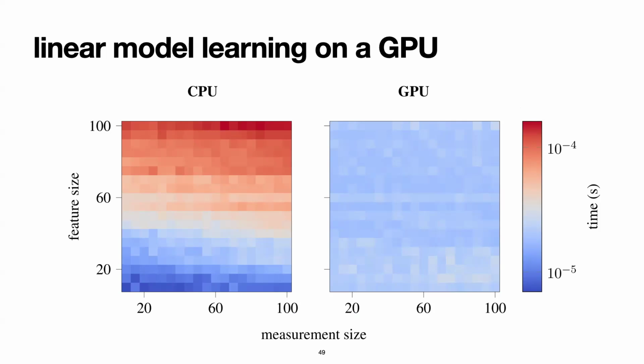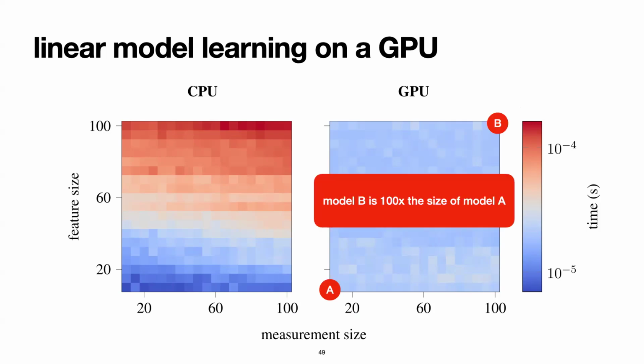So on the left, we see we run this for a bunch of different feature sizes and measurement sizes. We run this on a CPU, and we see about what we'd expect. This thing blows up with n squared. So if I have 10 times as many measurements, I have 100 times the compute. But then we see if I run the same algorithm on a GPU, I literally can do whatever size I want to, and the wall clock time it takes to update this matrix G is the same for everything. And what's kind of crazy is that if I look at two models on the two different ends here, A and B, model B is 100 times the size of model A, but the wall clock time is the exact same.